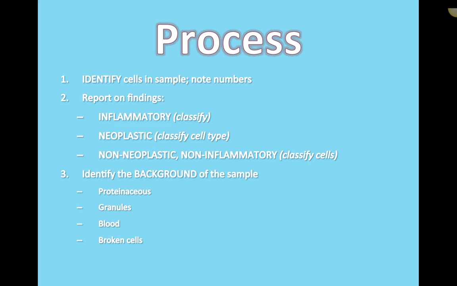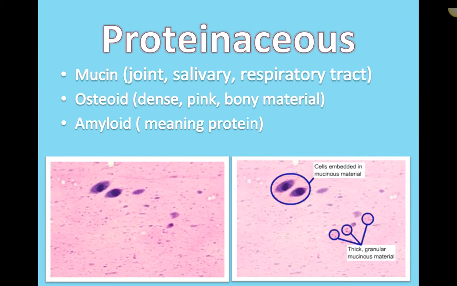Identify the background of the sample. So the types of backgrounds that we'll focus on are proteinaceous, granules or granular, blood being red blood cells, and broken cells, all of which can be diagnostically important or significant, and some are less than others, and we'll talk about that in regard to broken cells in particular.